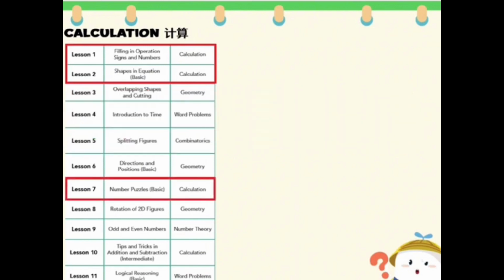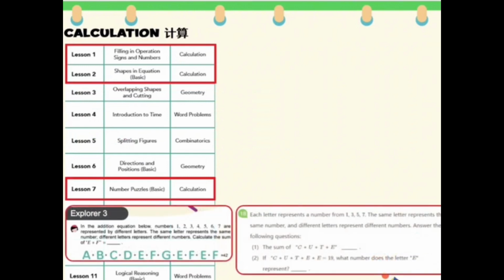Okay, and also for lesson 7 about number puzzles, this is also another hot topic in math competitions. So here you can see as the Explorer 3 shows A plus B plus C plus D plus E plus F plus G, and then plus E plus F plus E plus F equals to 42. Here you can see in this question, there are 7 numbers to choose. 1, 2, 3, 4, 5, 6, 7.